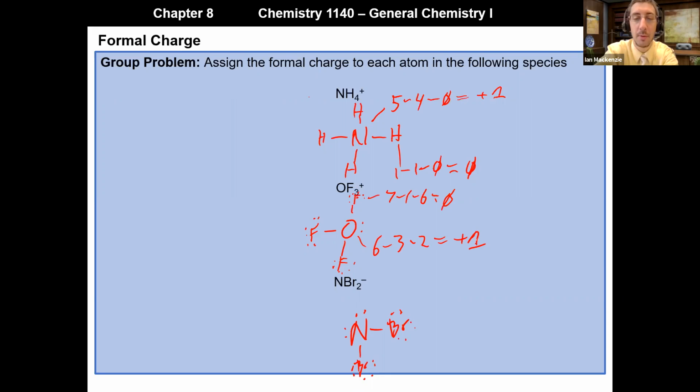NBr2, well, the bromines, similar to fluorine, 7 valence electrons, 1 bond, 2, 4, 6 unshared electrons. That's 0. Nitrogen, on the other hand, 5 valence electrons, minus 2 bonds, minus 4 unshared electrons from the 2 lone pairs. There's our minus 1 charge. And so we can assign the formal charge as residing on nitrogen in this molecule. So that's how we go about assigning formal charge and identifying which atom in an individual molecule carries the charge in that molecule.